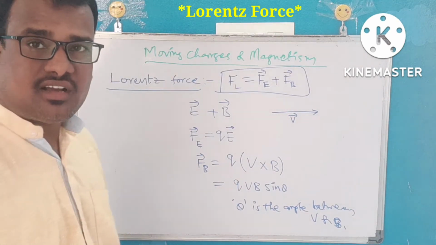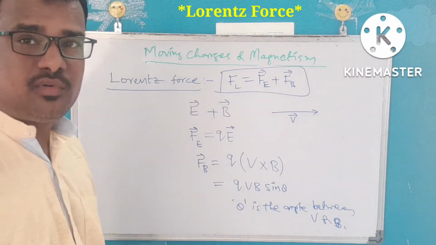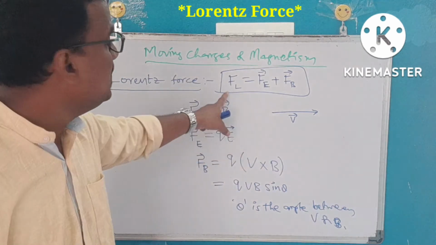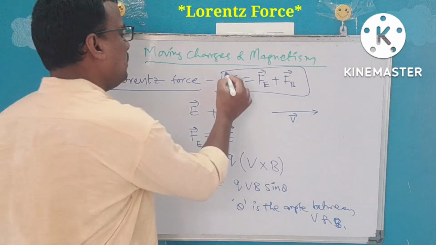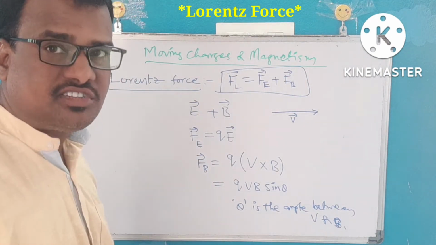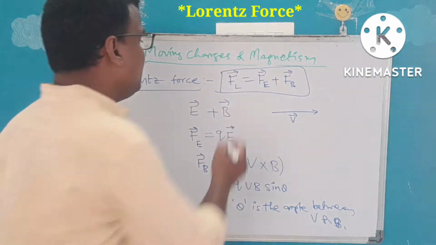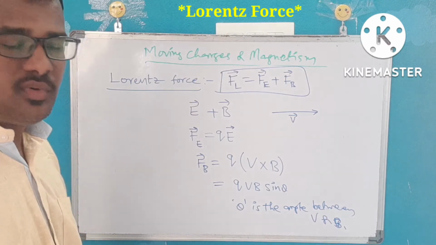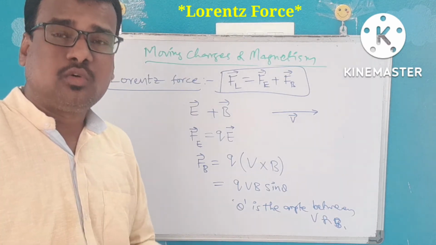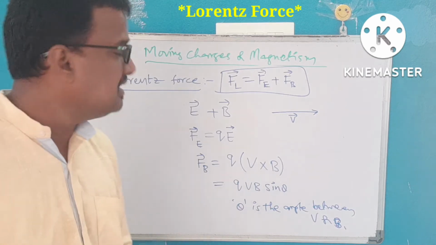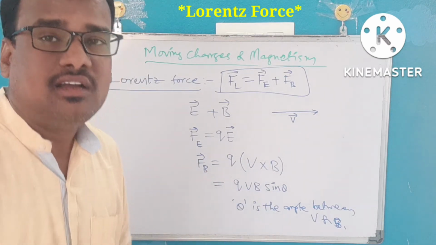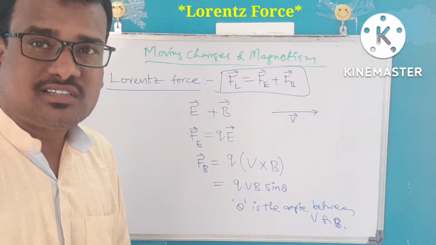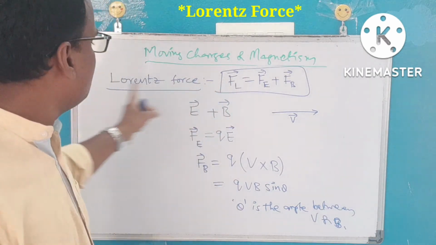The combination of the electric force and the magnetic force is called the Lorentz force, F_L. Lorentz is a scientist's name; Lorentz derived this equation, that's why it is called the Lorentz force. So finally, the total electric force and magnetic force on the charged particle is called the Lorentz force.